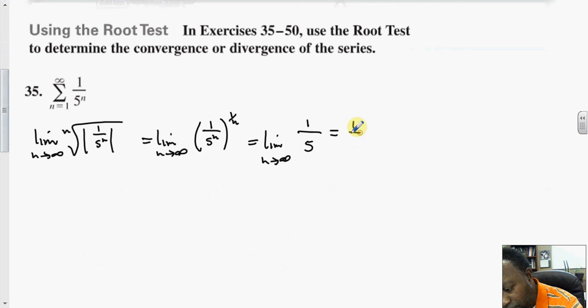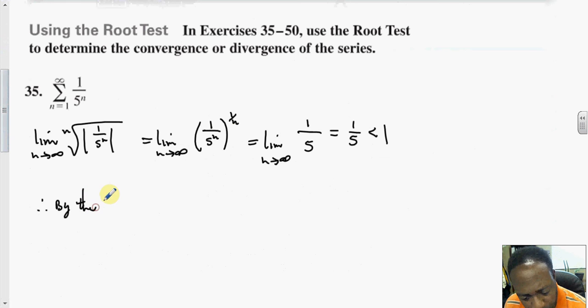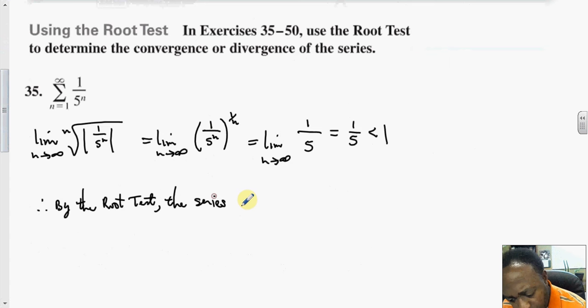The limit of 1 over 5 is 1 over 5. It's less than 1. And so here, by the root test, the series is convergent.